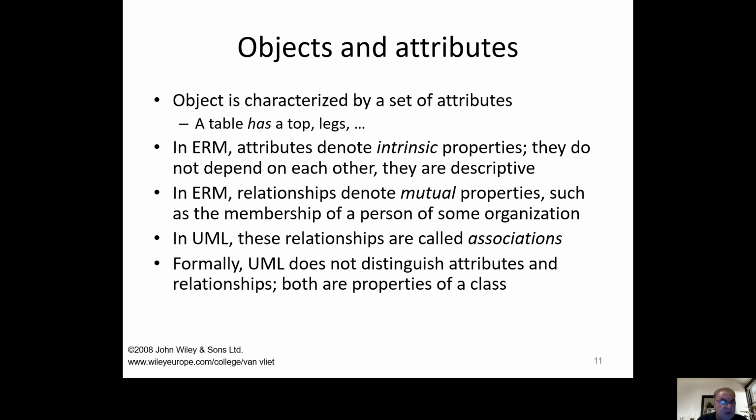So in an entity relationship model, attributes denote intrinsic properties. That means they do not depend on each other. They are descriptive. Intrinsic pretty much is part of that. Like when somebody looks at you, they know you're a human. You don't have to explain it, right? So in the ER model, relationships denote mutual properties as well, for example, the membership of a person in some organization. But in UML, these relationships are called associations.